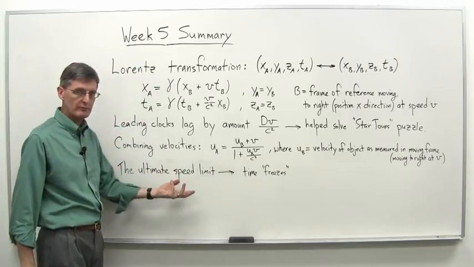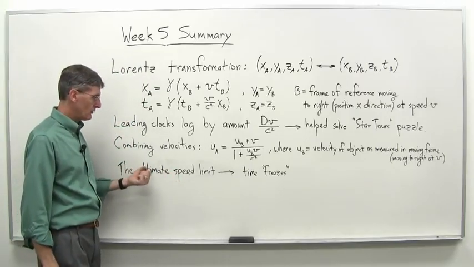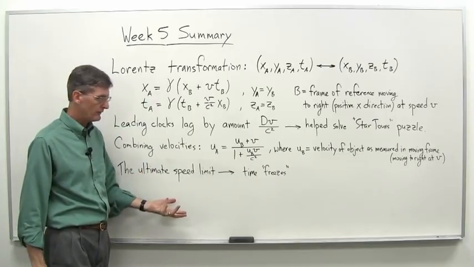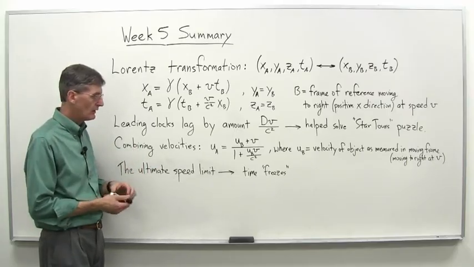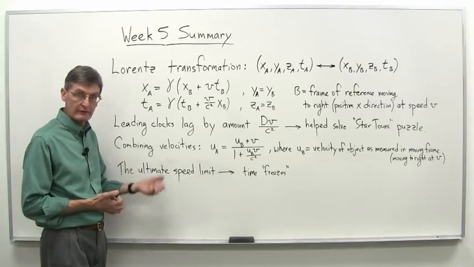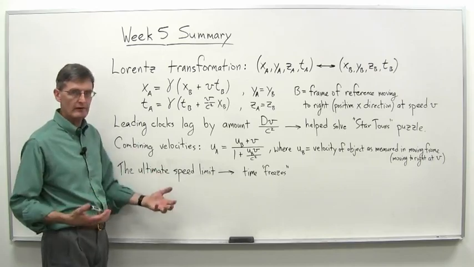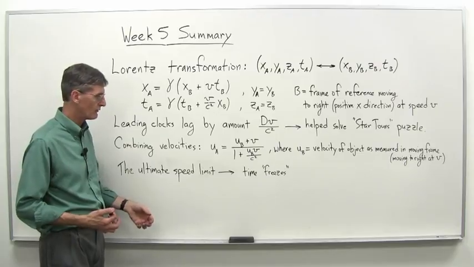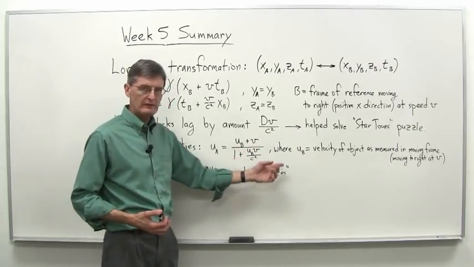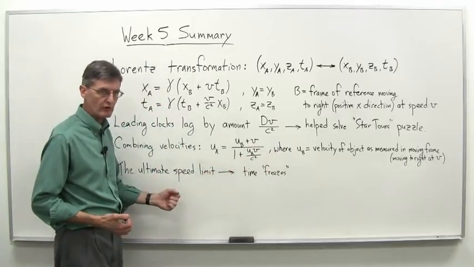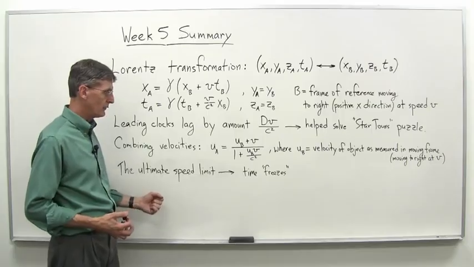And we talked about the ultimate speed limit in terms of just what happens to gamma. If you could actually have an object like a light clock moving at the speed of light, gamma becomes infinite, which is clearly a problem. So it's an indication something is going wrong there. And we also looked at this idea of time freezing if you could move at the speed of light using our light clock example.